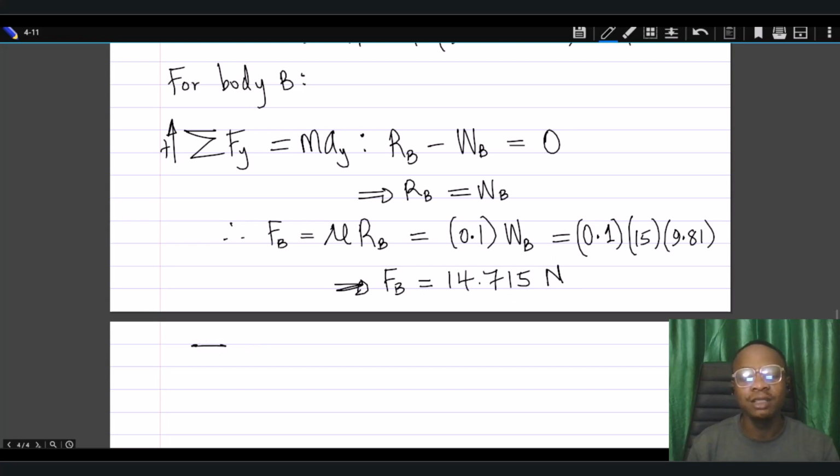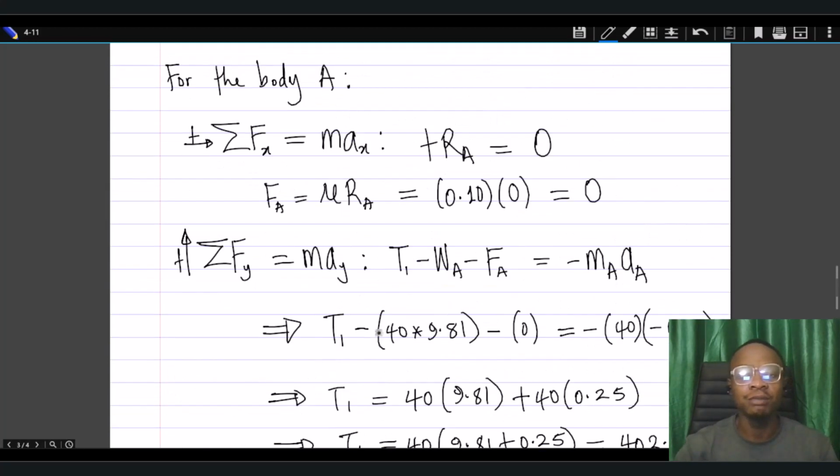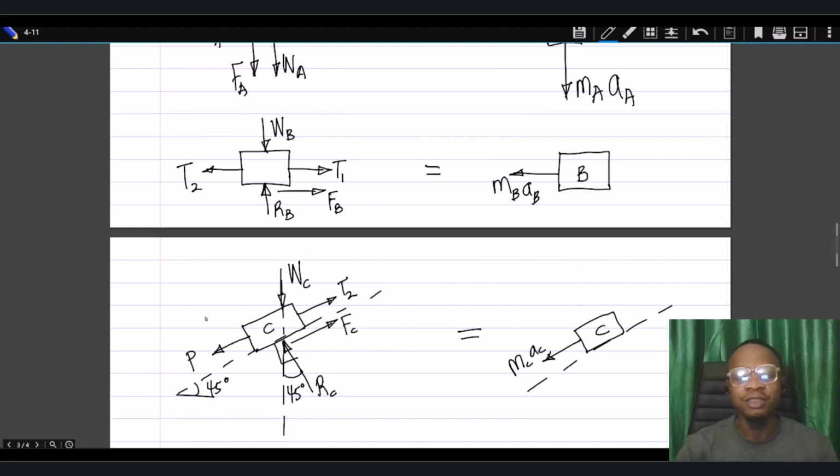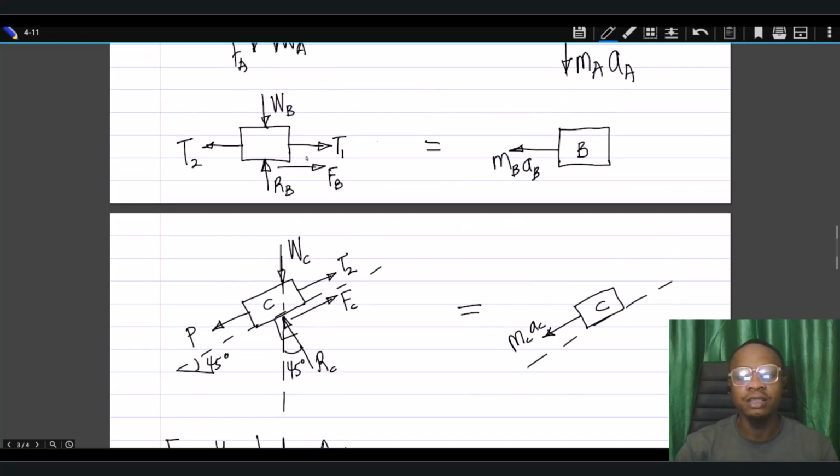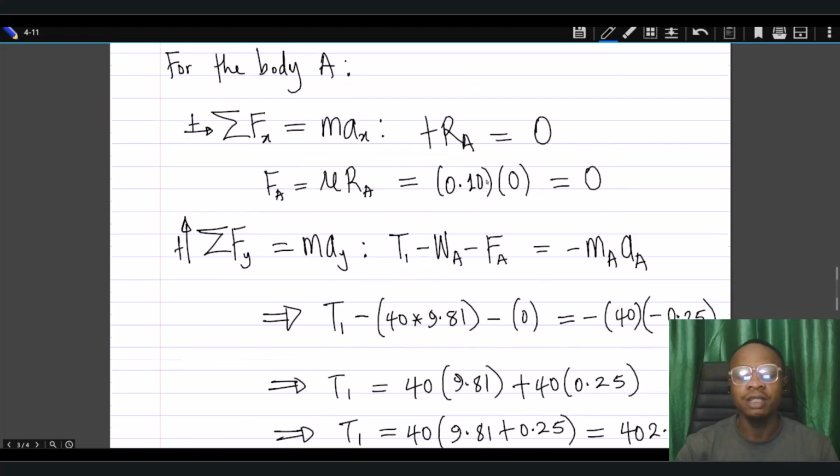Then we take the summation of forces on the same body in the other direction. That is the x direction. We're taking the rightward as positive. That should be equal to the mass of the body multiplying its acceleration in the x direction. So let's get back to body B and take the summation of forces in the x direction. That is T1 to the right, FB to the right. So T1 plus FB, then minus T2. Then this is going to be equal to minus MB AB, because that is to the left, and we're taking rightward as positive.